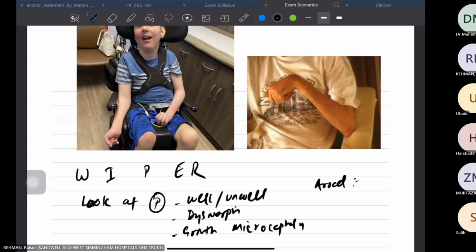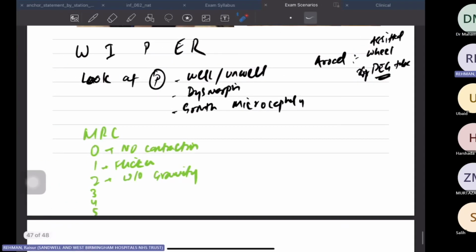The child is in an assisted wheelchair with a body strap, and the child has got a gastrostomy PEG tube coming out. Can you see this PEG tube? Okay, and then you have the next grade, which is with gravity.